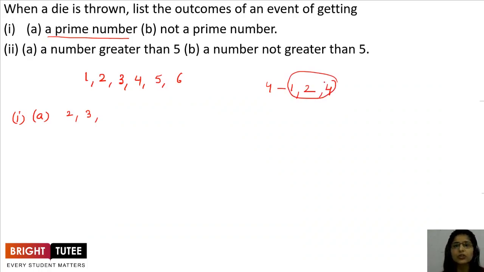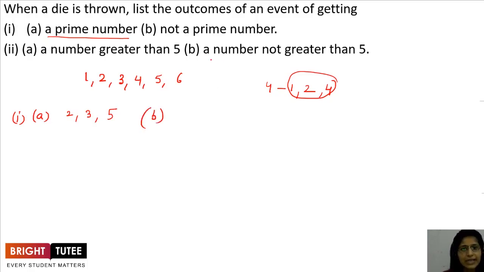There are more than 2 factors that can divide 4. There are 3: 1 and 4, definitely. Other than that, 2 is also involved in it. So it's not a prime number. So we have 2, we have 3, we have 5 definitely. 6 is not there. 6 is divisible by 1, 2, 3 and then 6, right? So it will not be a prime number. So these are the 3 possible outcomes if we say the event of getting a prime number.